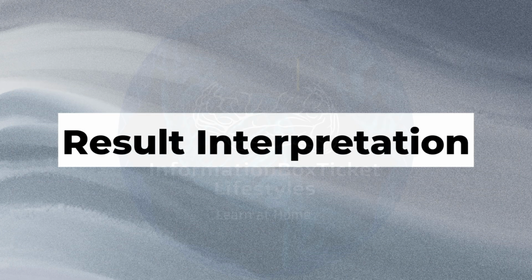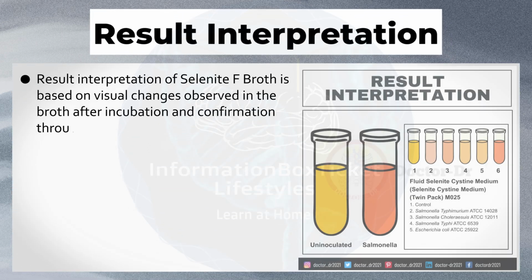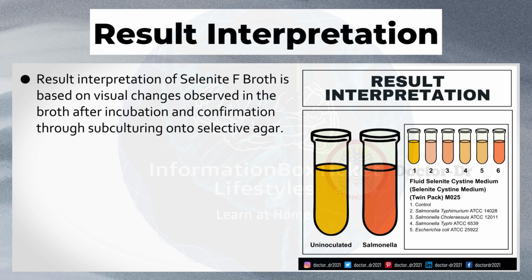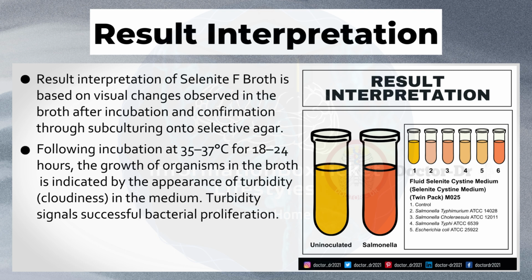Result interpretation on Selenite F Broth. Result interpretation of Selenite F Broth is based on visual changes observed in the broth after incubation and confirmation through subculturing onto selective agar. Following incubation at 35 to 37 degrees Celsius for 18 to 24 hours, the growth of organisms in the broth is indicated by the appearance of turbidity, cloudiness, in the medium. Turbidity signals successful bacterial proliferation.